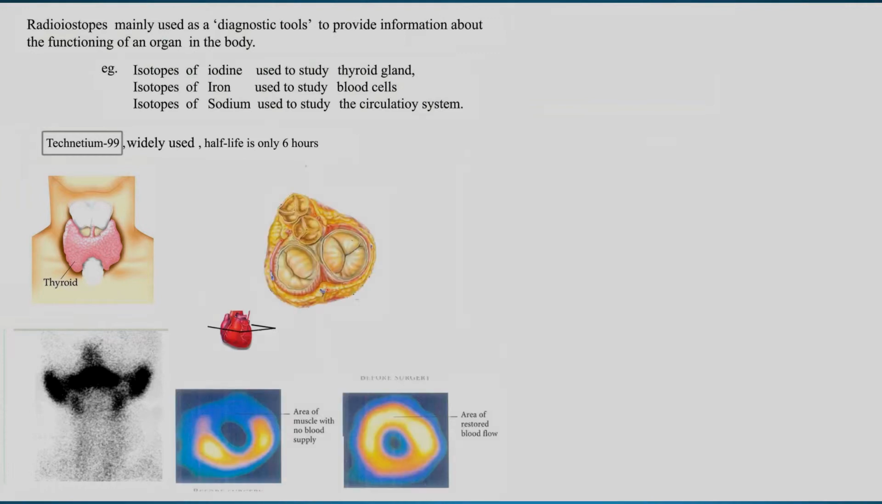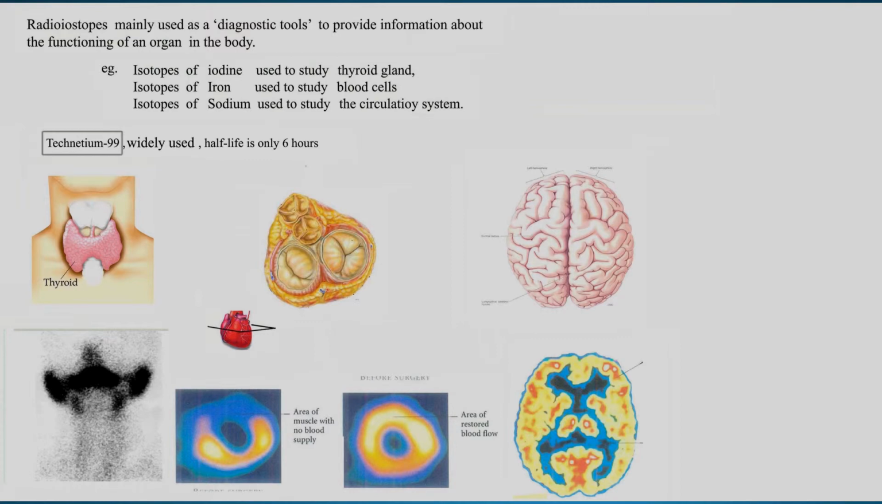The functioning of the heart. In this picture, you can see this part of the heart is lacking blood. If you use radioactive iron, which goes into the blood, this part should flare up. But it seems this patient may have some heart blockage, so the blood doesn't go through. And this is after the operation, when the blood can go through.